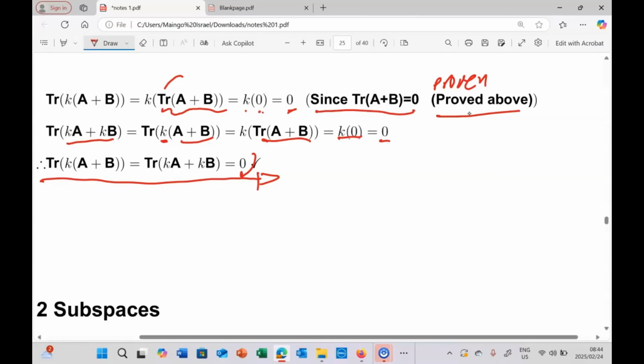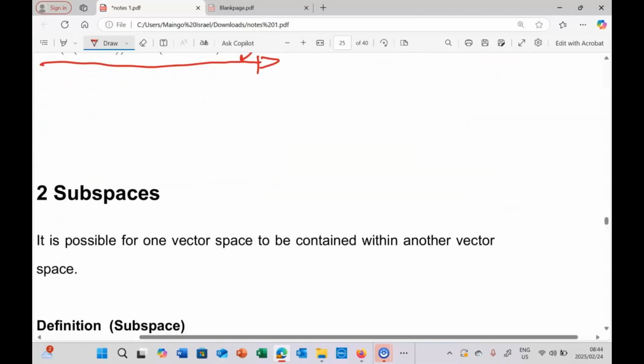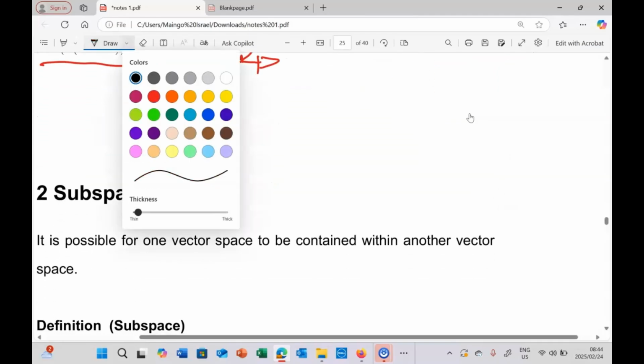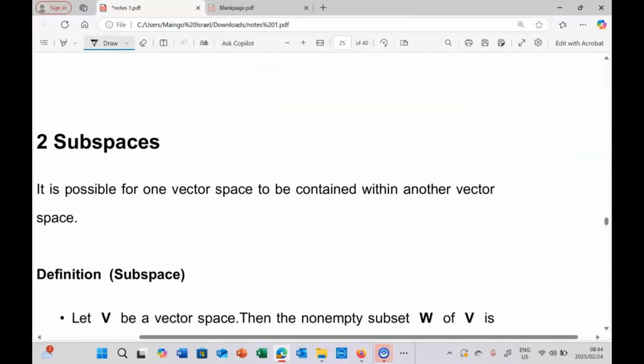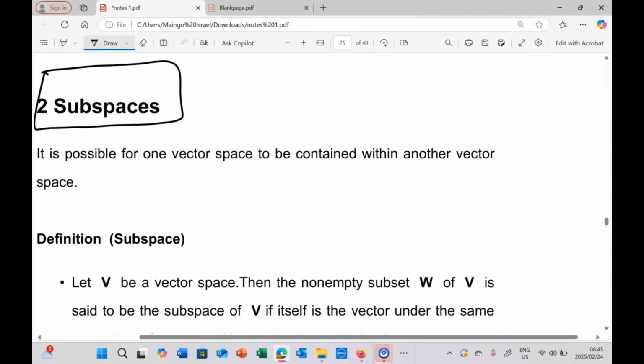So now in the next video, I will be talking about subspaces. We'll be starting a new subtopic called subspaces. It is still a subtopic under vector spaces. We need to talk about how a vector space can be contained within another vector space. It's possible, and we'll be talking about what happens and how we prove that a vector space is a subspace of another vector space.